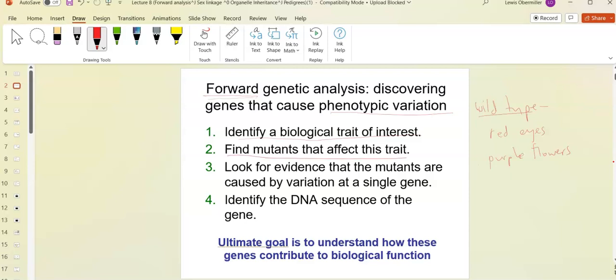So in this case, we would look for something that's not red eyes, right? Some other color eye. It could be dark eyes, like ebony eyes. It could be white eyes, which is a pretty common mutation in Drosophila. It could be white flowers. It could be pink flowers, whatever, just something different from the wild type. And now we're going to have to try to figure out, is that caused by a single gene? Because when you start adding in lots of genes, it gets super complicated super fast, right?